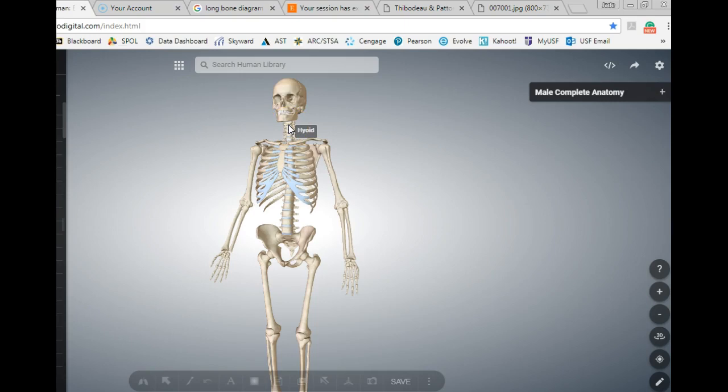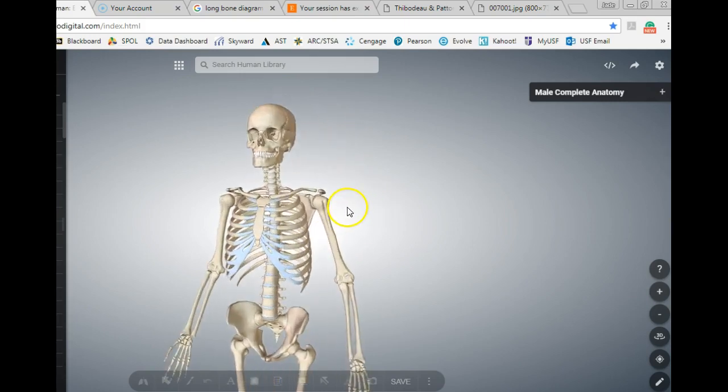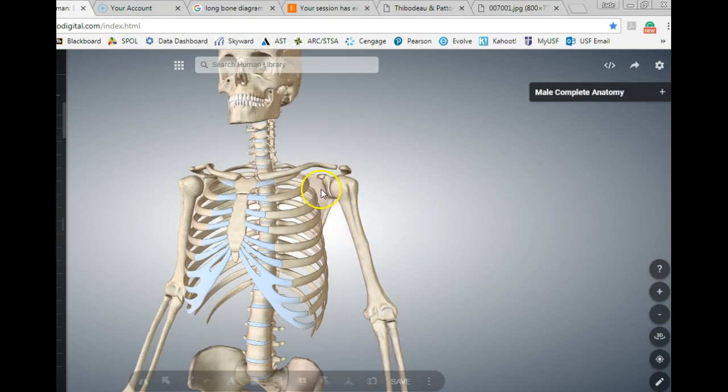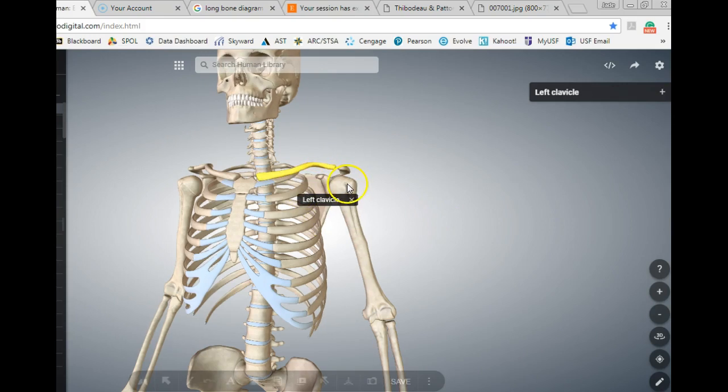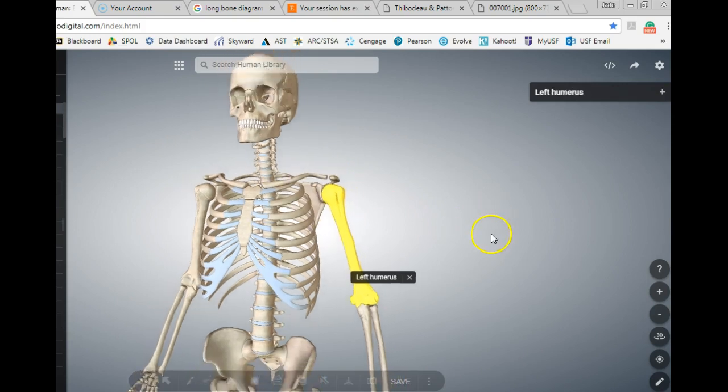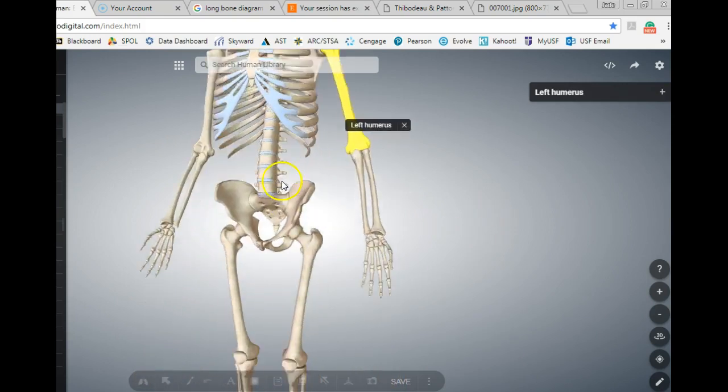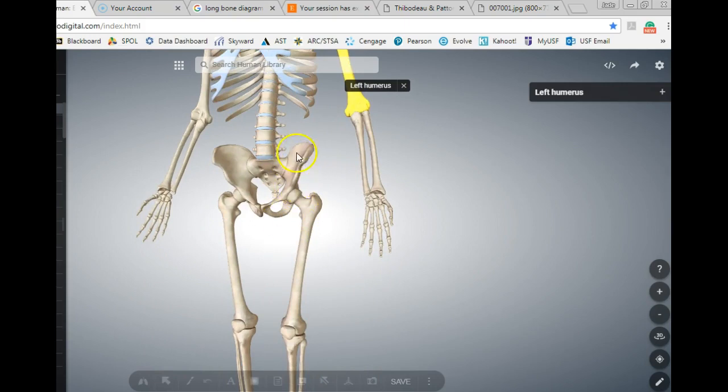The appendicular skeleton is the upper and lower extremities, including the girdles. So there's 2 different girdles that they're talking about. The shoulder girdle is going to include the scapula and the clavicle, along with the humerus. And then the pelvic girdle will include the entire pelvis, which is the ilium, pubis, and ischium. And then the femur, specifically that femoral head right there.